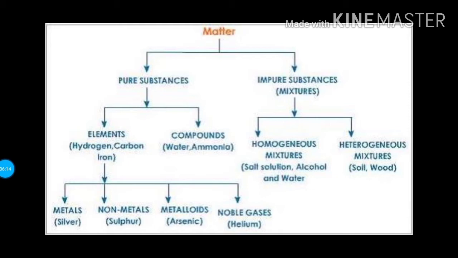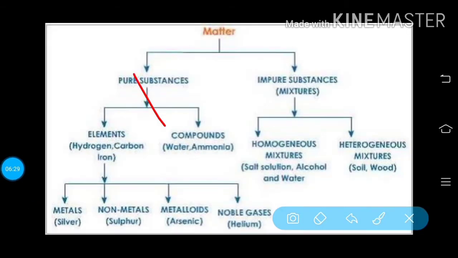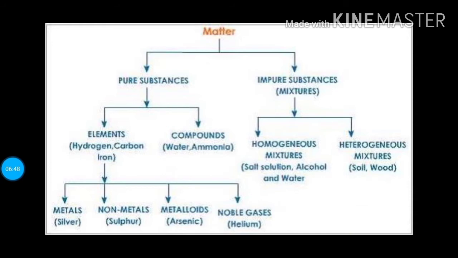The next part is compounds. Examples of compounds are water and ammonia. Everybody knows the formula of water: the formula of water is H2O. What is the formula of ammonia? The formula of ammonia is NH3. That means more than one element is present. Here you can see hydrogen and oxygen, and here again nitrogen and hydrogen. So more than one element is present, and these are called compounds.